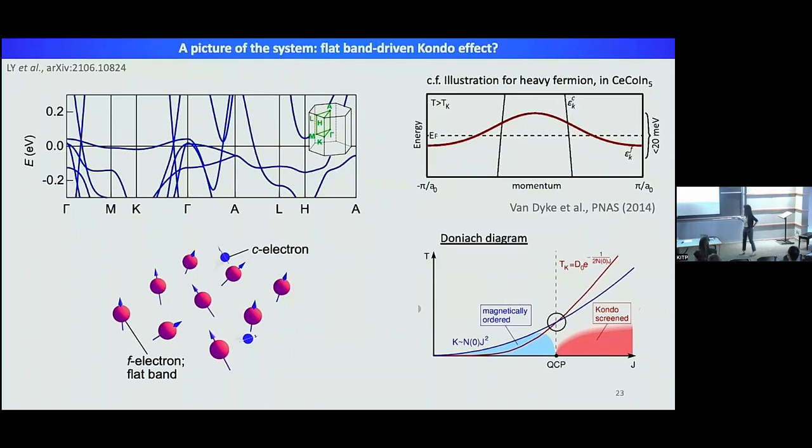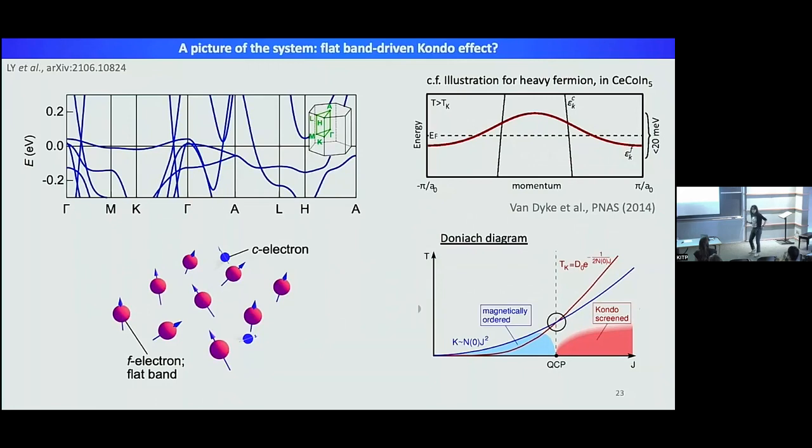So heavy fermion systems are very well-known systems that host quantum critical points due to an underlying competition between the tendency of the conduction electrons to fully screen the local moments, therefore forming a heavy Fermi liquid, and the tendency for the local moments to order themselves, forming a magnetically ordered phase through a quantum critical point. So perhaps we can borrow some of the wisdom gained from the study of heavy fermion systems to understand what is going on in our system.